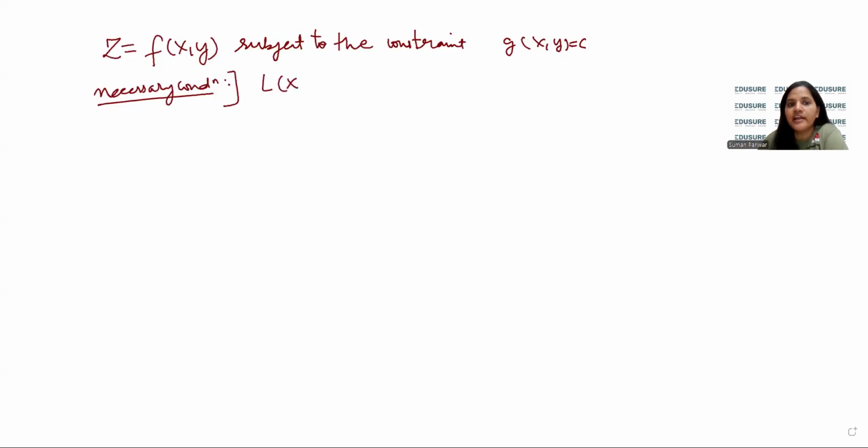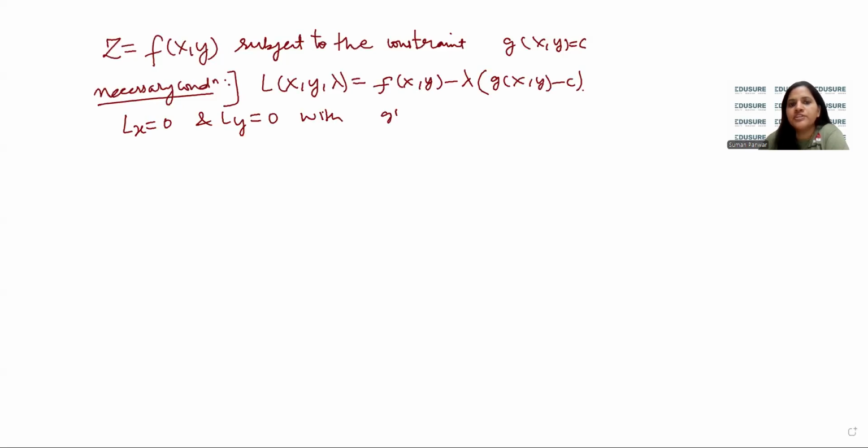So we defined the Lagrange function as follows, where lambda was the Lagrange multiplier. And we saw that Lx equals 0 and Ly equals 0, with g(x,y) equals c, are the necessary conditions. So when Lx was equal to 0, we got fx equals lambda gx, and we got fy equals lambda times gy.